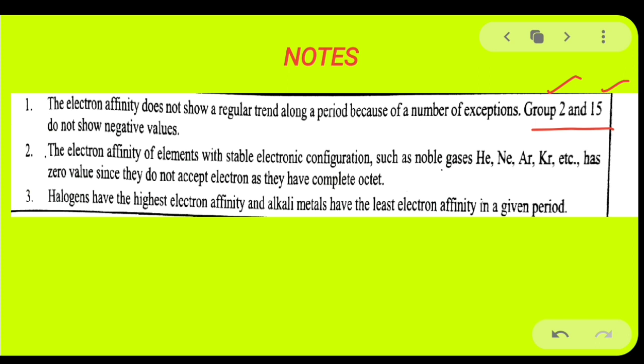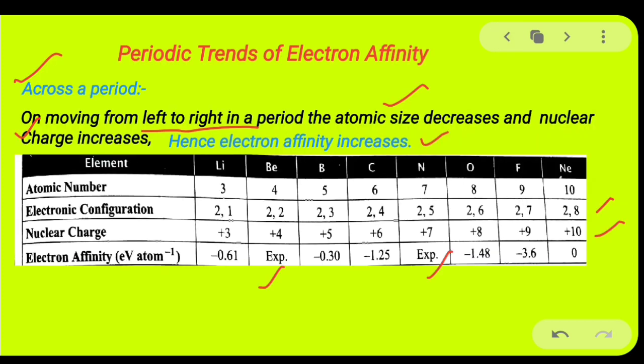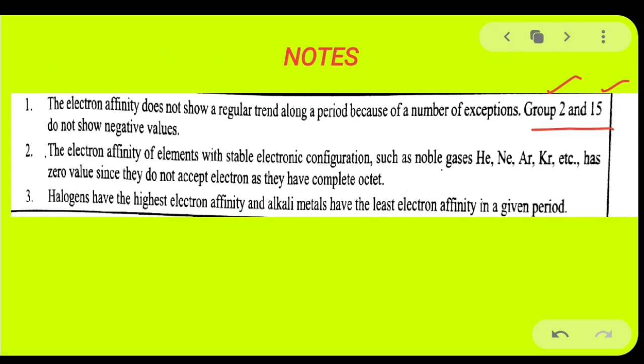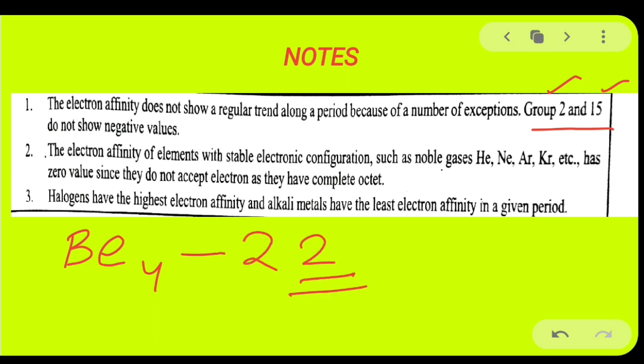Why, children? Because in group 2, what is the element present? That is beryllium. And let us write the electronic configuration of beryllium. Beryllium's electronic configuration is 2, 2. The outermost shell is stable because it contains 2 electrons, or a duplet. Hence, when we put one electron in a stable configuration, it is very difficult to put one extra electron in a stable electronic configuration.